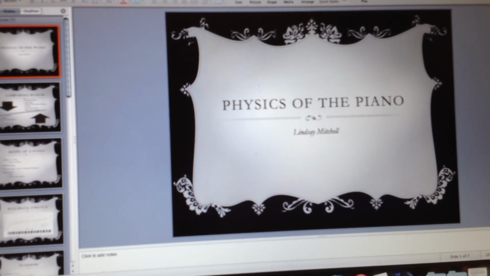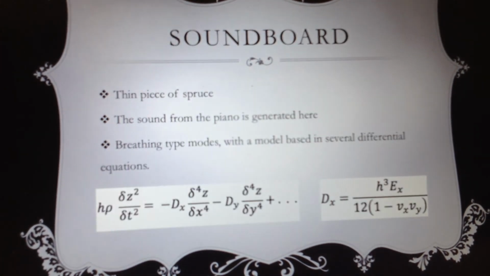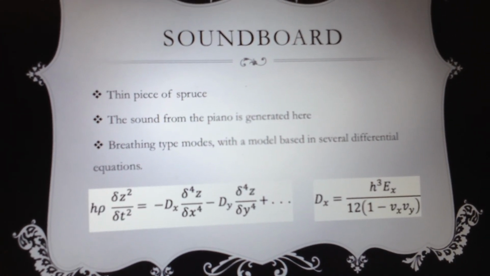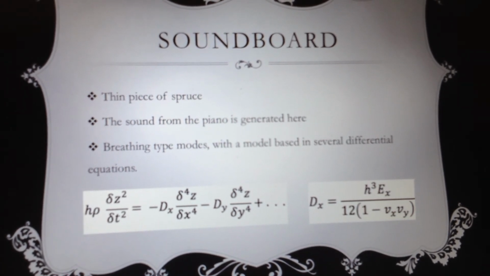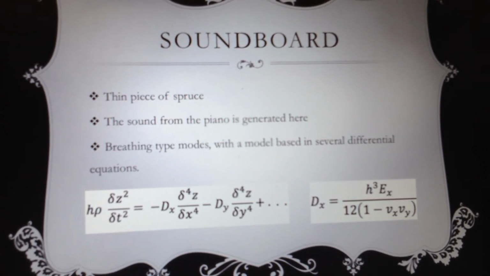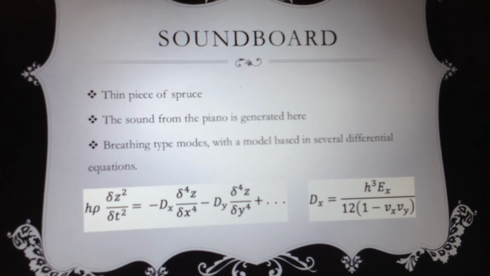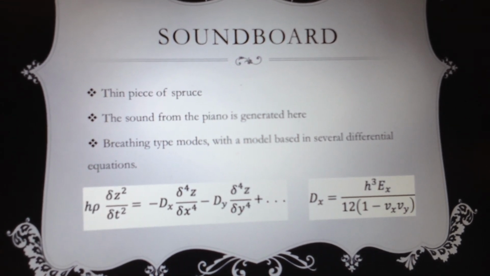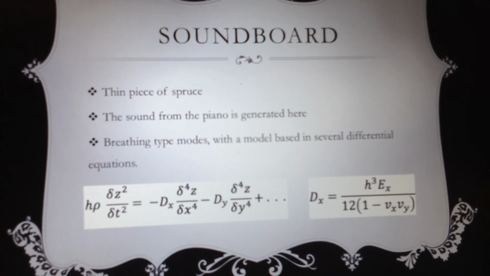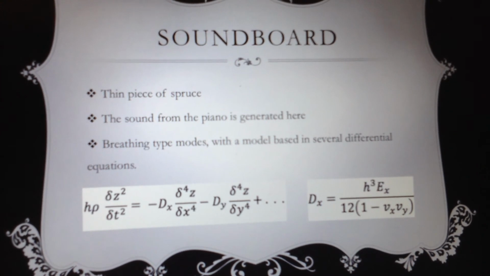The last thing we have is the soundboard, which is a thin piece of spruce. Motion is generated on the soundboard, and that's how we perceive the actual sound. It has breathing models because the soundboard is almost like a diaphragm in your body that's expanding and contracting. And we have a few of the differentials and the math behind what we hear.